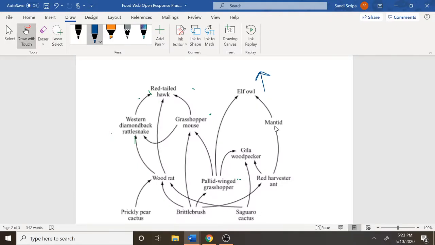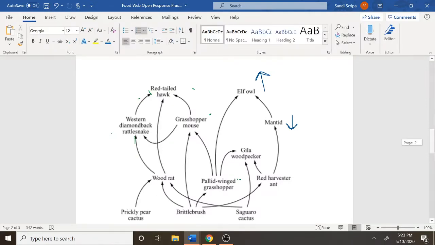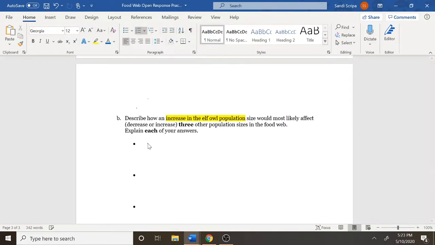Elf owls eat this thing called a mantid. A mantid is a bug, all right? So if they're eating mantids, there's going to be more owls. More owls are going to eat more food, right? And eventually that food is going to start to go away. So it's going to decrease the number of mantids, right? Because there's more owls eating them. So let's make that our first one. If we go down here, let's make that our first bullet point. See if I can make this not draw anymore and go back to typing.